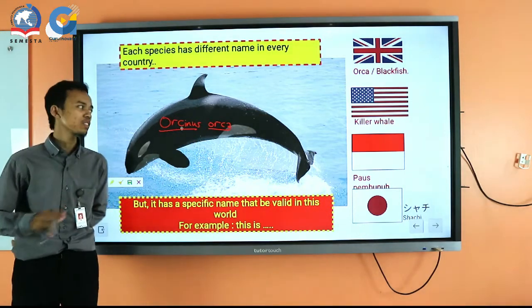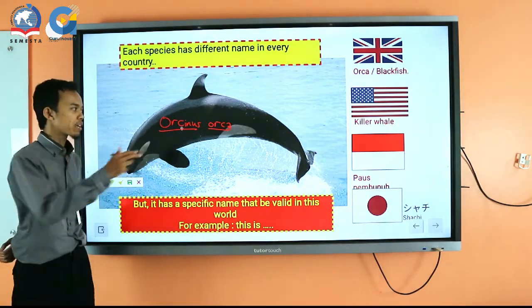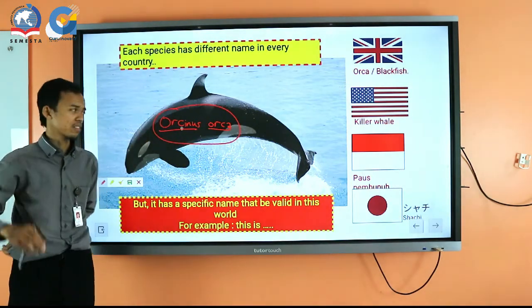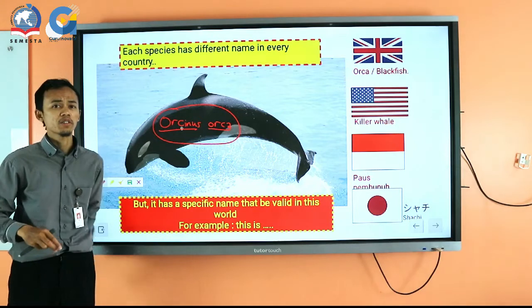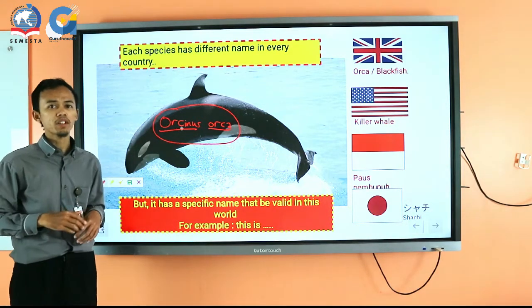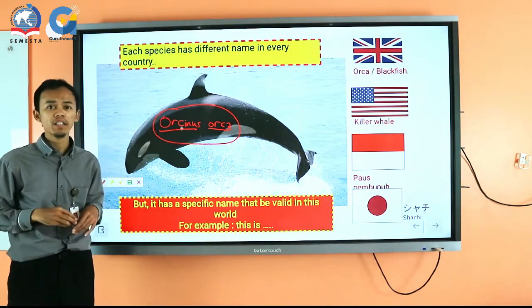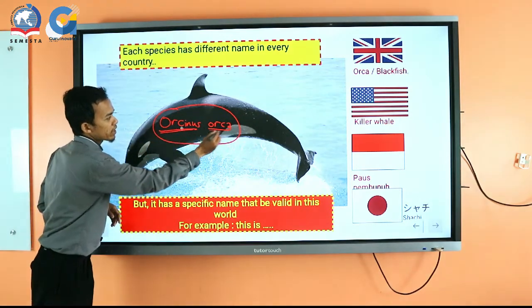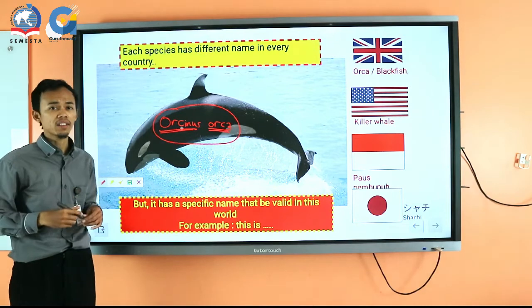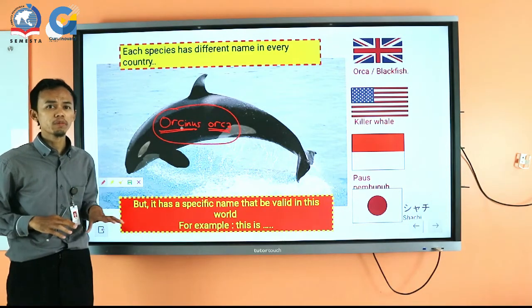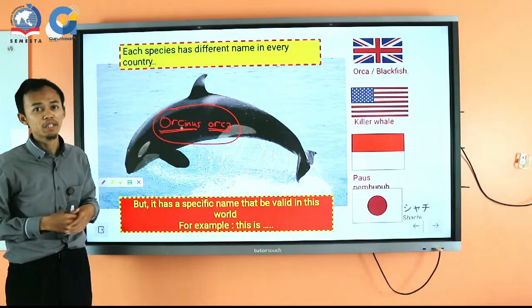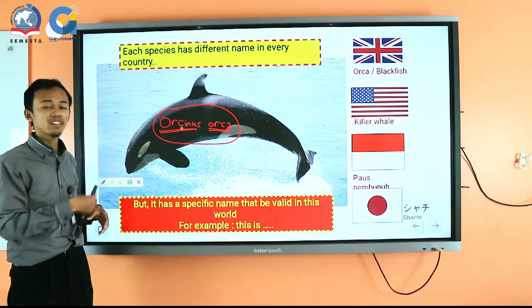Now we will learn how to properly write the Latin name of each species, either using a document or laptop, or writing with your pen or pencil. I underline here because I'm writing with my pencil. It's different when I type on my computer. It's not underlined, but italics. So take a look at the next slide.